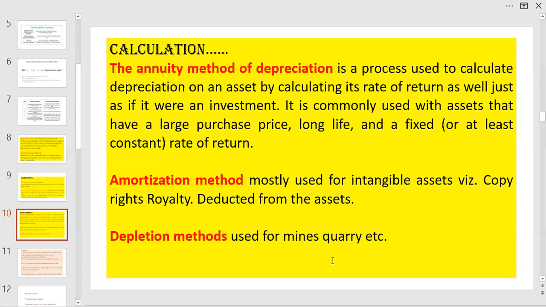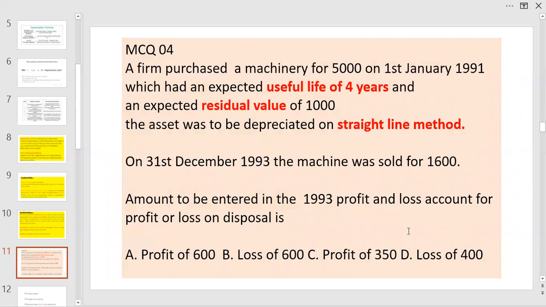The students have got some insight into various methods of depreciation. Now let us look at some questions. A firm purchased a machinery for 5,000 on January 1, which had an expected useful life of 4 years and an expected residual value of 1,000. And the asset was to be depreciated on the straight line method. On 31st December 93, the machine was sold for 1,600.